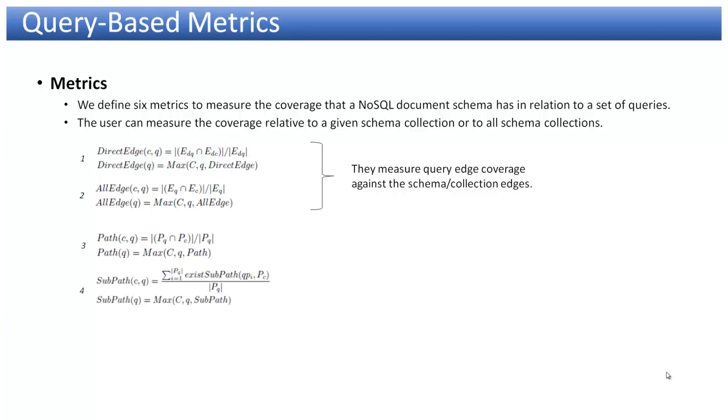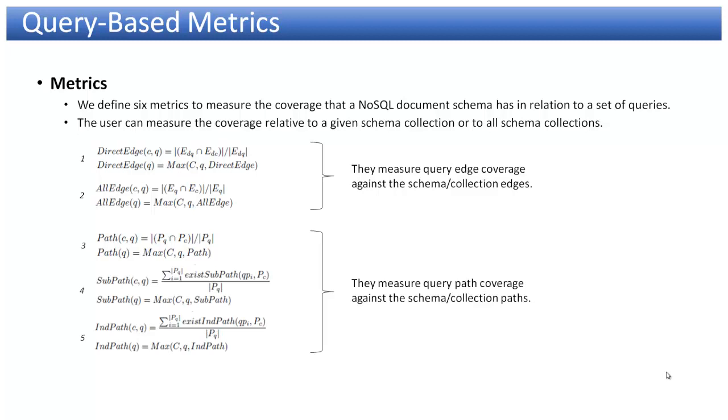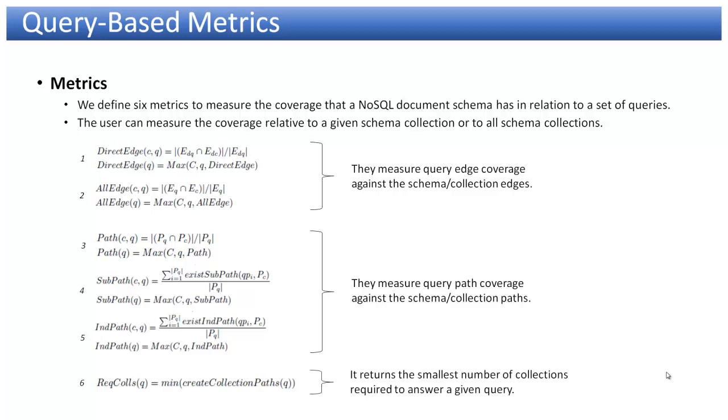They measure query edge coverage against the schema or collection edges. Path, subpath, and indirect path measure query path coverage against the schema or collection paths. To calculate the coverage for the entire schema, we define the max function, which calculates the metric for the query for each collection and schema, and returns the highest value found. The last one, metric recalls, is a little different. It returns the smallest number of collections required to answer a given query.